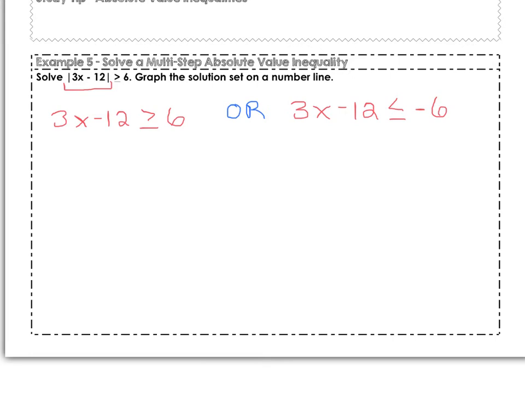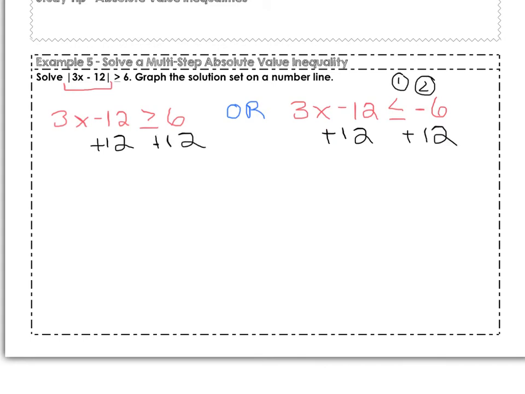So notice once again, I changed only the sign and the inequality itself on this second situation. Notice I didn't bring the absolute value bars down. That's shown by creating my two separate scenarios here. I'm now going to solve both of these separately. The steps are going to be the same for both of these problems. I'm first going to add 12 to both sides in both scenarios.